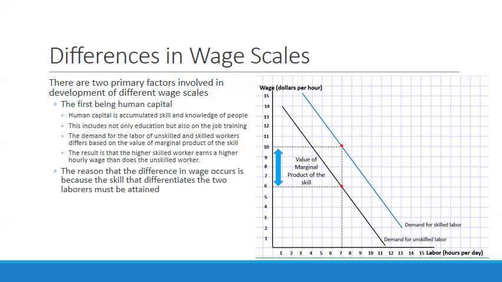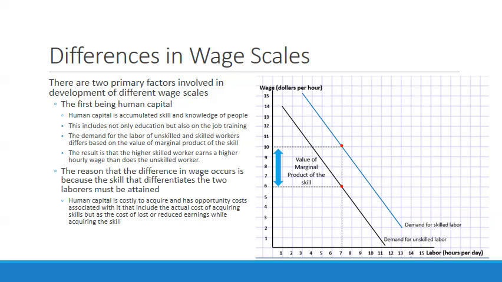So the reason that the difference in wage occurs is because the skill that differentiates the two laborers must be obtained. And that's the key, is the unskilled laborer can become a skilled laborer, but they must obtain that skill. And that's one of the big points here, is you don't just wake up and have the skill. You have to develop it. You have to obtain it. You have to acquire it. And so in order to acquire that skill, some amount of effort has to go into that. So essentially what we're saying here is that businesses reward individuals for taking the effort to gain more skills.